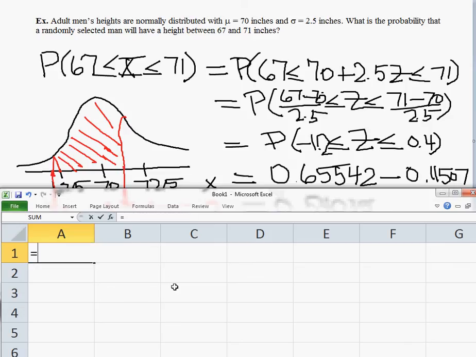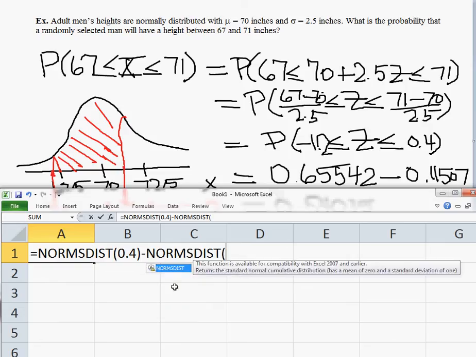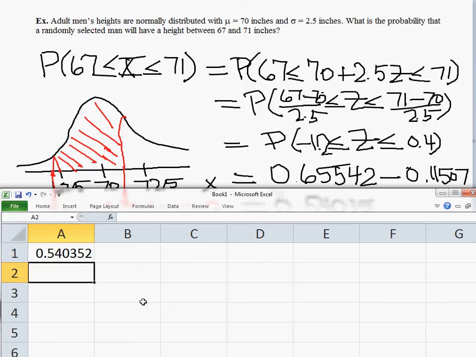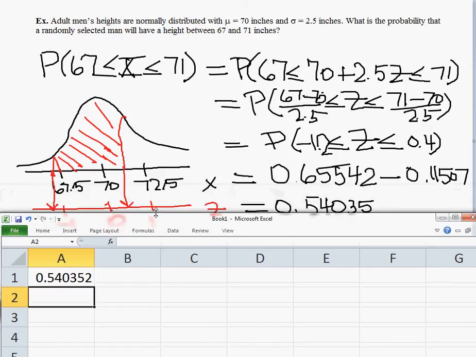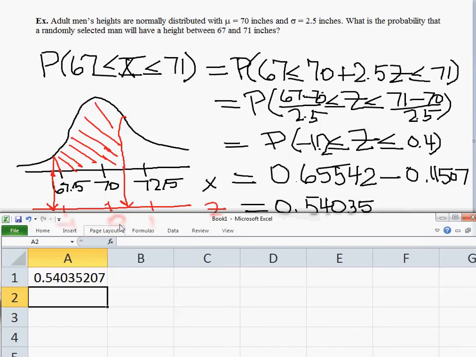Okay, in my case, I wanted the area to the left of 0.4 minus the area to the left of negative 1.2. And this should evoke the idea of integration. When we integrate between negative 1.2 and 0.4, we get the indefinite integral. Then we plug in 0.4, we plug in negative 1.2, and we subtract. And so this basically does the integration for us, and then all we have to do is plug in the endpoints. And so not surprisingly, we get the same answer that we had before, 0.54035, and obviously I can get that to as many decimal places as I want. The table only gives us the answer to 5 decimal places.